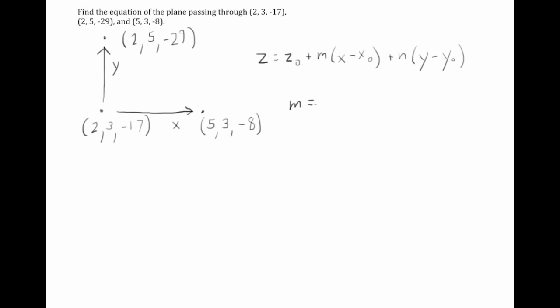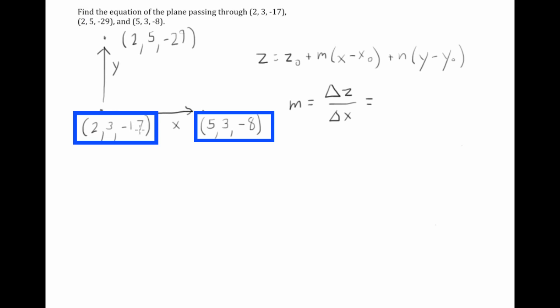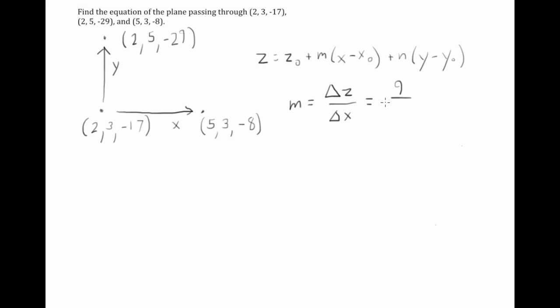So when we are finding m, we are finding the change in our height, that's our change in z, over our change in x. So I'm looking right now at these 2 points. What's happened? Well, in particular, my z has changed going from the first point to the second point by positive 9. And my x has changed by positive 3. If you're trying to figure out where I got that, that's minus 8 minus a negative 17 over a 5 minus a 2. But that means my m is equal to 3.